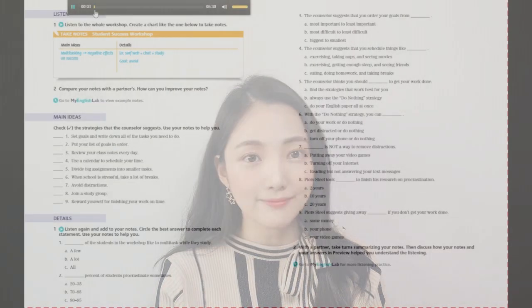Okay, so number 1, there is a blank. Blank of students in the workshop like to multitask while they study. So when you actually look at the question, make sure you compare it with your notes that you took down, okay? And there are 9 questions, and they ask you details about this listening activity. So we're going to listen one more time, okay? Please pay attention to it and check the answer for number 1 to number 9.